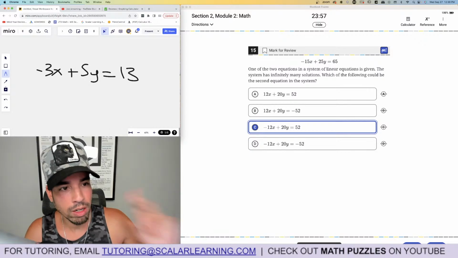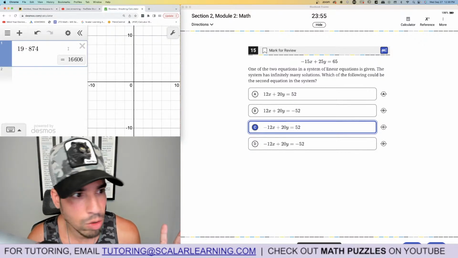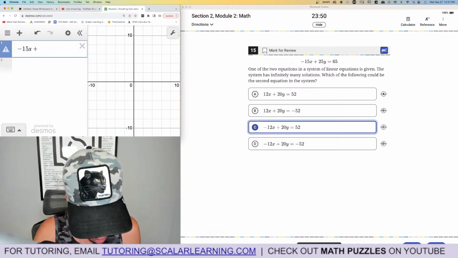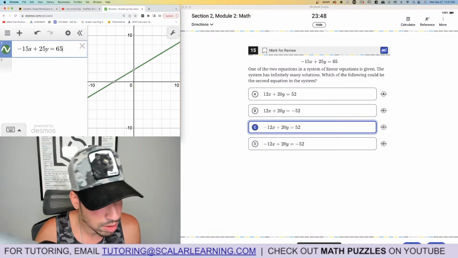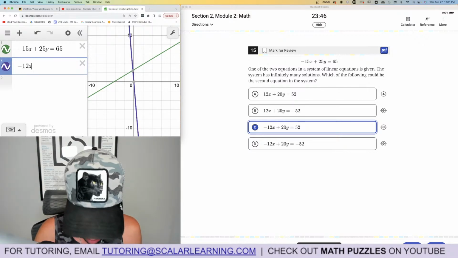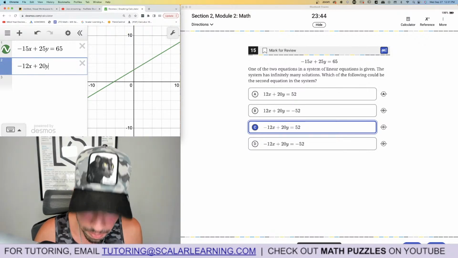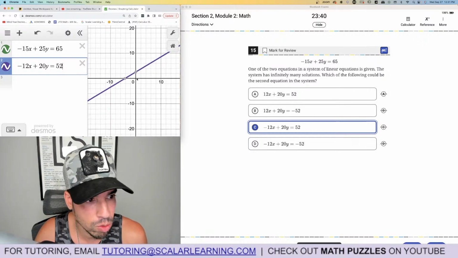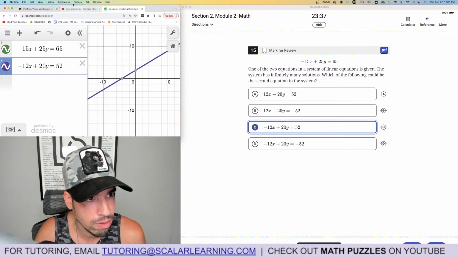By the way, if you want, I'm going to show you how you double check this. Watch this. Another way to do this, if you want to go straight up calculator, I'm doing this because I think I've got the time. Negative 12x plus 20y equals 52. You look and you see infinitely many solutions, meaning they're right on top of each other. You see that? So that verifies it.